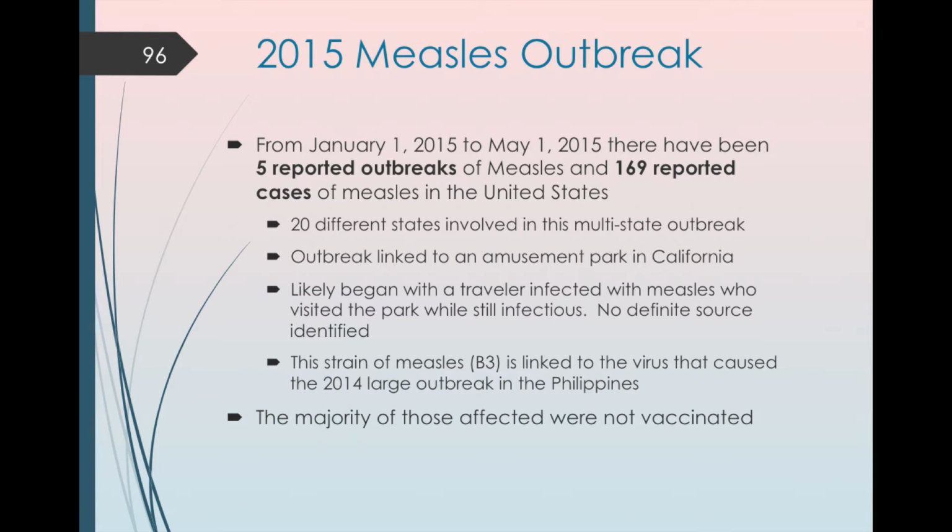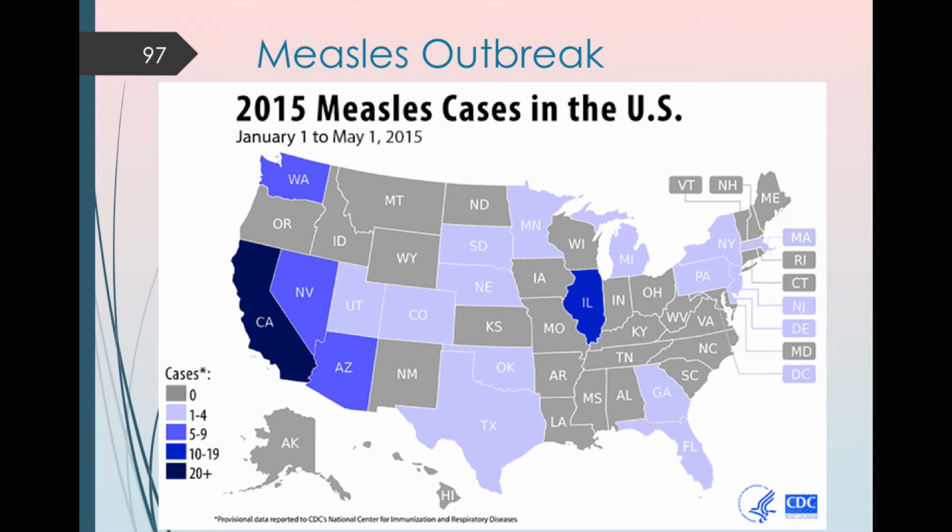There is no definite source identified. This strain of measles is linked to the virus that caused the 2014 large outbreak in the Philippines. The majority of those affected by measles were not vaccinated. This is a map showing states that had confirmed measles cases from January 1st to May 1st, 2015.